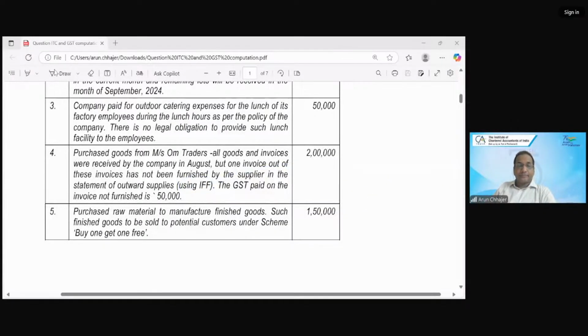Absolutely correct. Last point, he purchased the raw material to manufacture the finished goods. Such finished goods are to be sold to the potential customer under buy one get one free. So he is making the sale buy one get one free. Will he be eligible to take full ITC or will he be eligible to take half ITC? क्या इसे पूरा आईटीसी मिलेगा या उसे आधा आईटीसी मिलेगा?